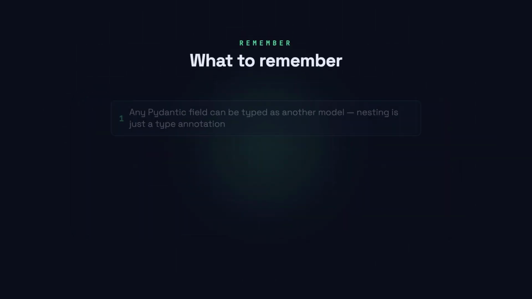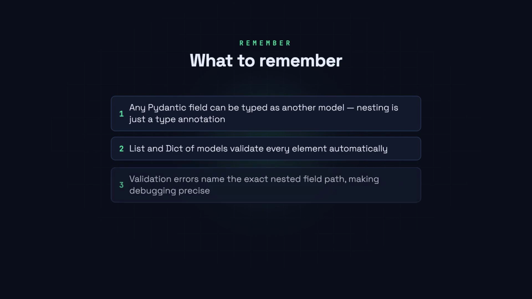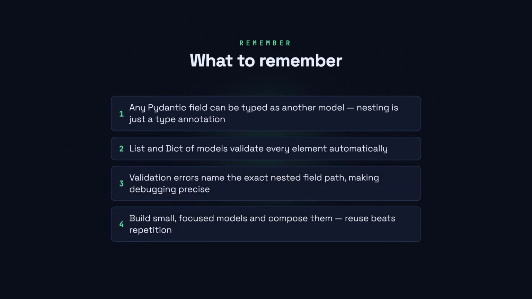The core takeaway is simple. Nesting in Pydantic is nothing more than using another model as a type annotation. From there, FastAPI and Pydantic do all the recursive work, validating every item in a list, every value in a dict, every field at every depth. Keep your models small and focused, compose them into larger shapes as needed, and you get deep validation, clear error messages, and accurate API documentation with almost no extra code.